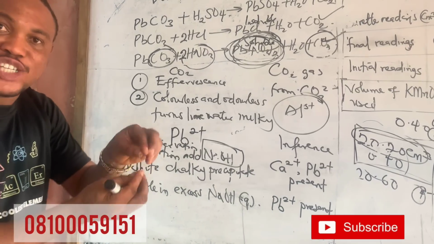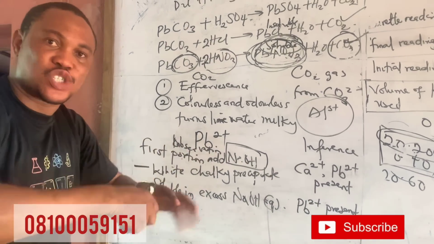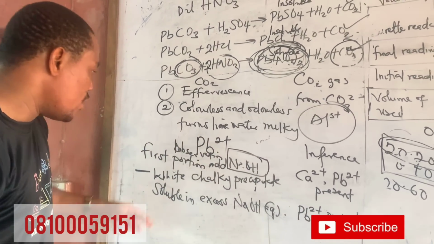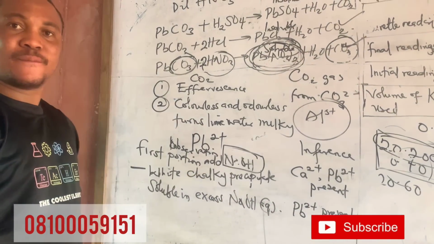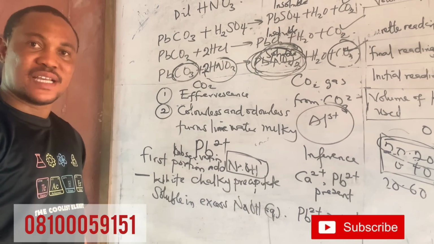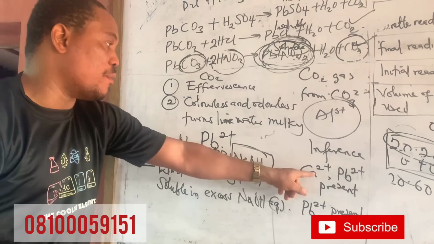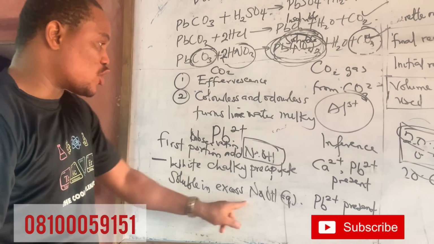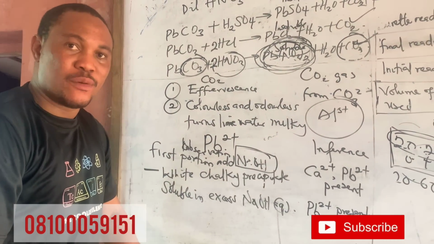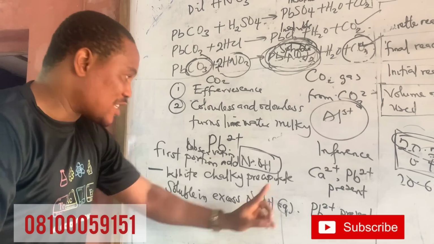Chalky means like chalk, as if you ground chalk and put it in water. But if you add excess sodium hydroxide, it will dissolve. So only lead will be present. I don't know if you get that, because calcium will still be insoluble. But now, since it's soluble, you have left out calcium from the test. That's number one.